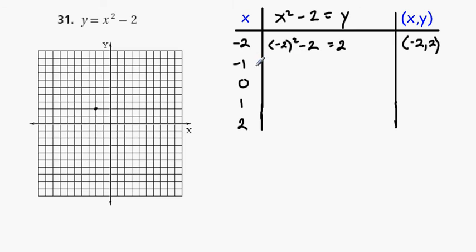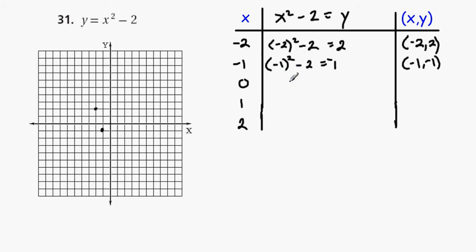Now let's do the same process with -1. So we'll substitute -1 into the expression. -1 times a -1 is positive 1. And 1 minus 2 is -1. So this is -1, comma, -1. -1, comma, -1 is right here.